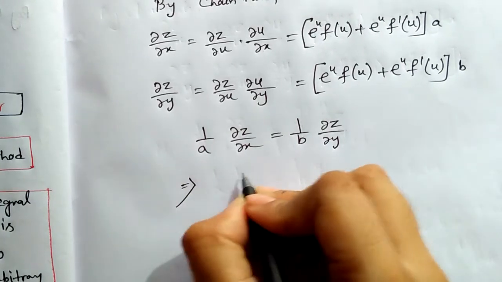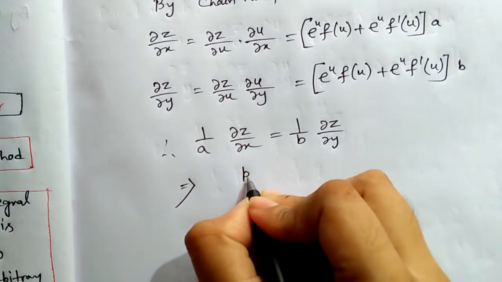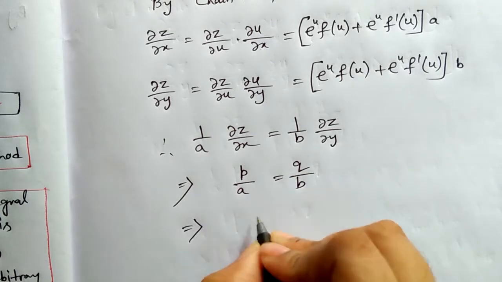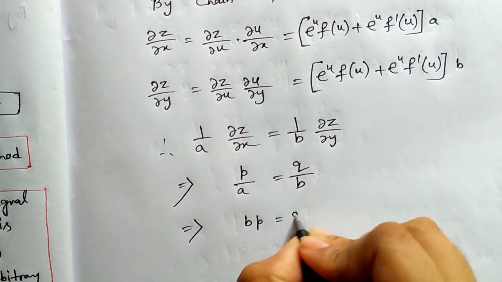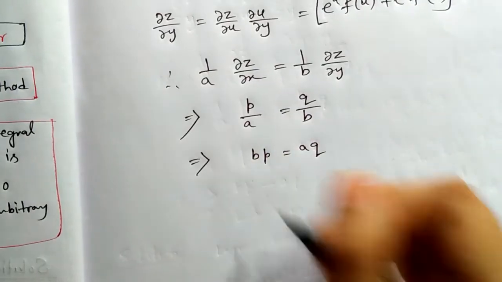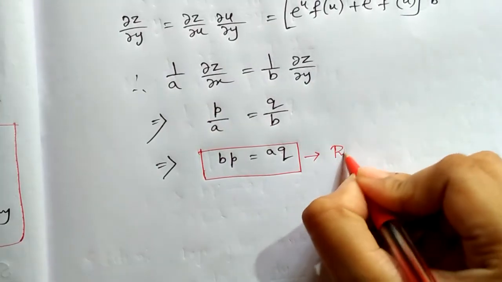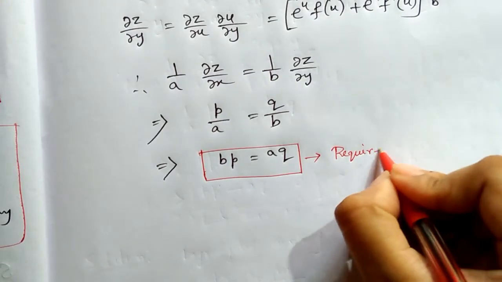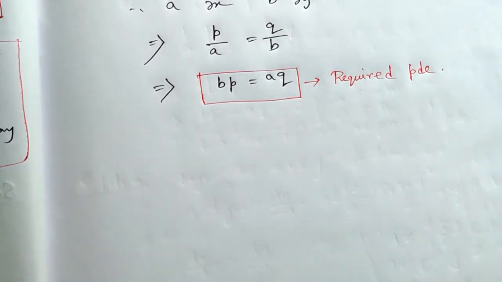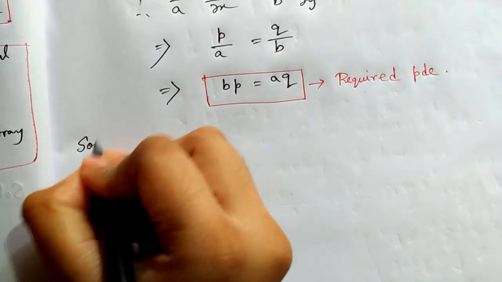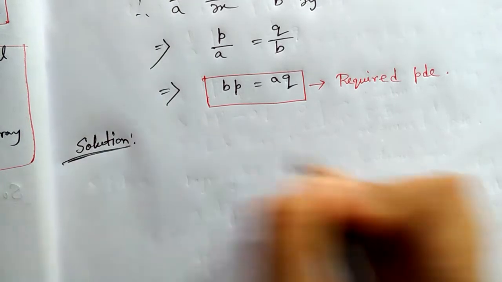That is, we can write P by A equal to Q by B, or BP equal to AQ. Now this is our required PD. So from this relation we obtain this PD. Now we are going to solve this PD. So, solution of the PD.